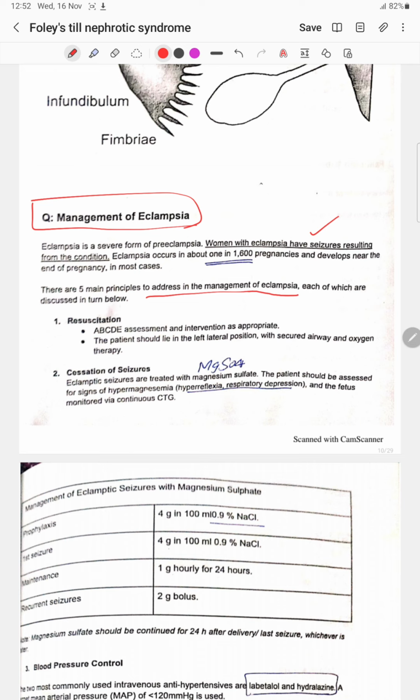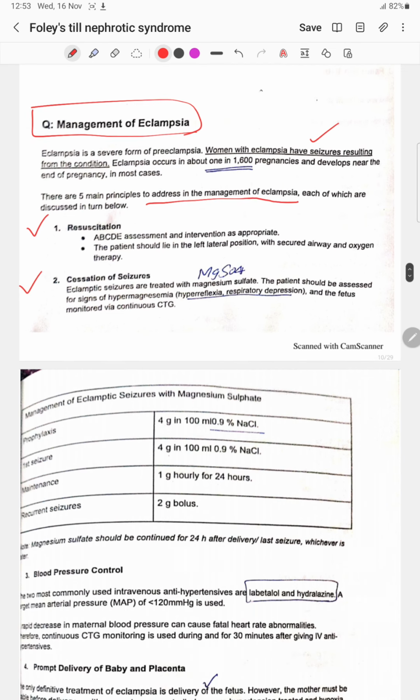Number one is resuscitation: A, B, C, D, E assessment and intervention as appropriate. The patient should lie in the left lateral position with secure airways and oxygen therapy. Second is the cessation of the seizures. Eclamptic seizures are treated with magnesium sulfate, MgSO4.